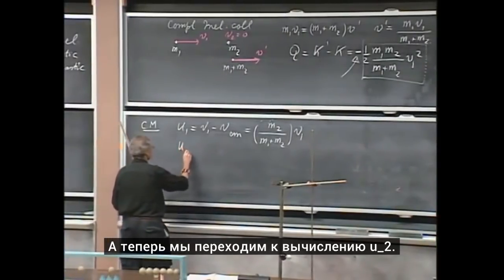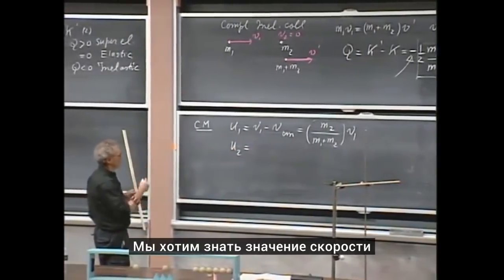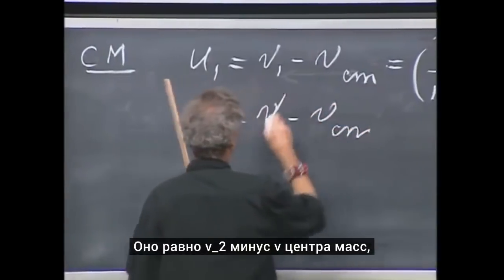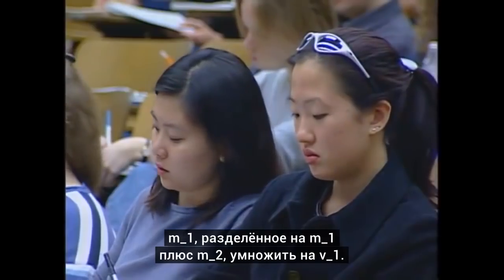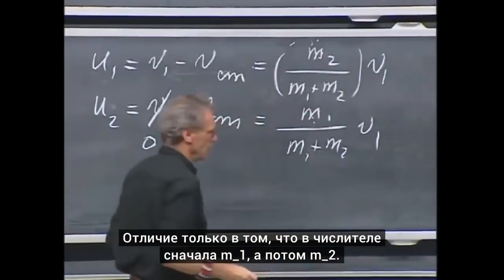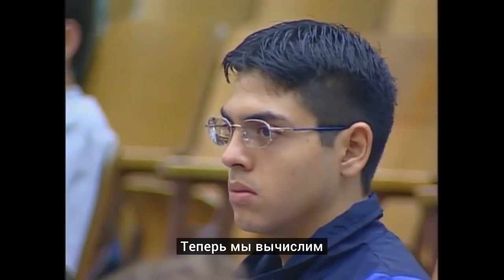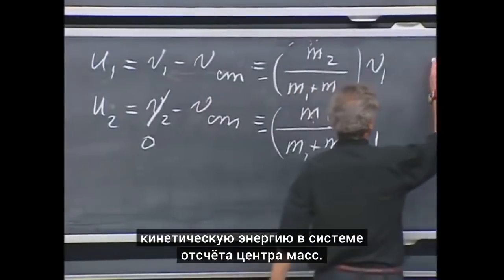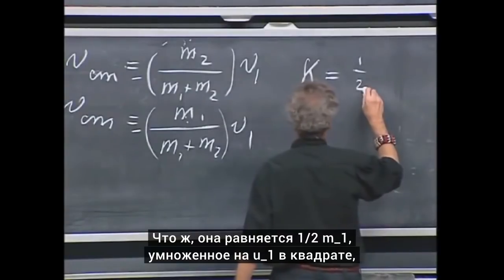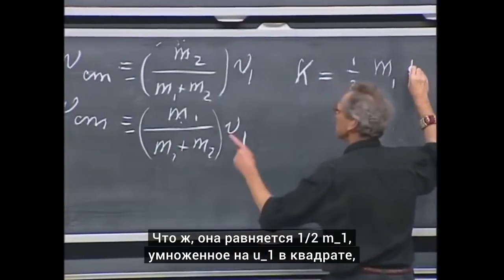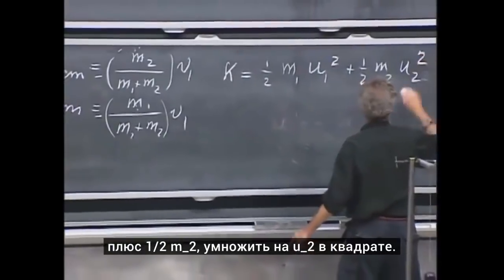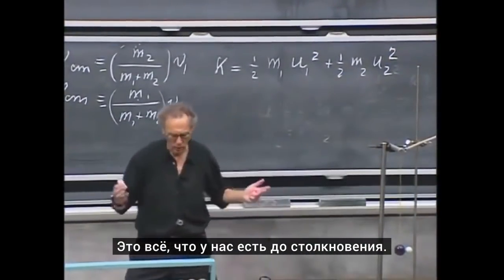And now we go to calculate U2. We want to know what the velocity is, the center of mass of the other one. That, of course, is V2 minus V center of mass, but V2 was zero. This is M1 divided by M1 plus M2 times V1. So the difference is only the M1 upstairs and the M2. Now we are going to calculate the kinetic energy in the center of mass frame. Well, that equals 1/2 of M1 times U1 squared plus 1/2 M2 times U2 squared. That's all we have before the collision occurs.